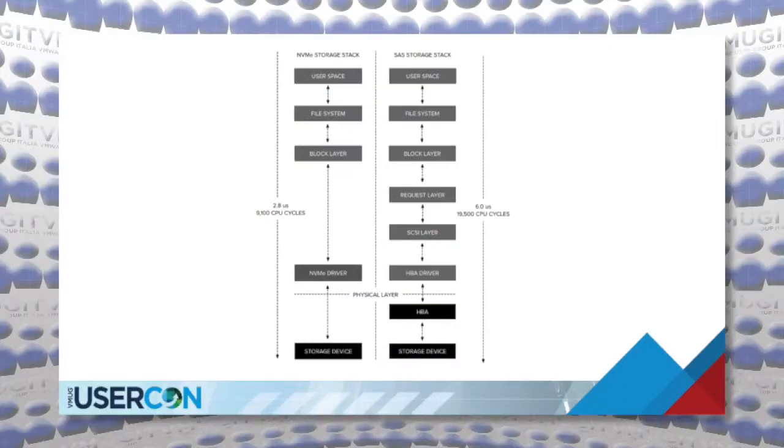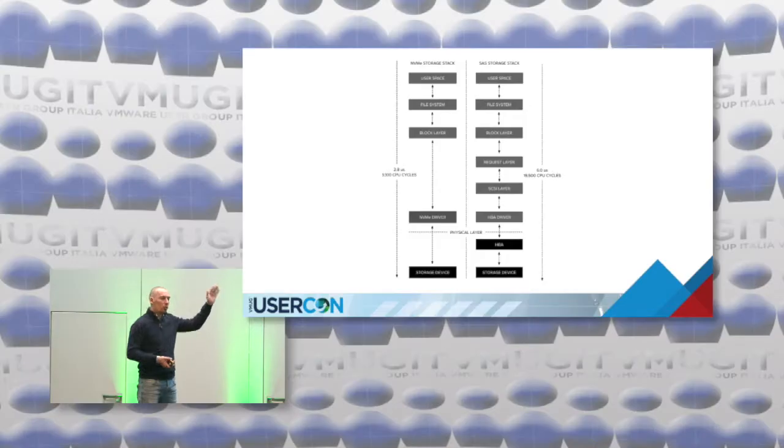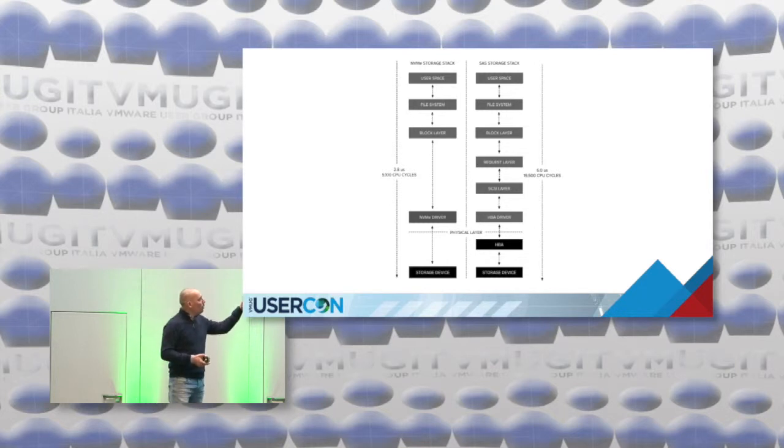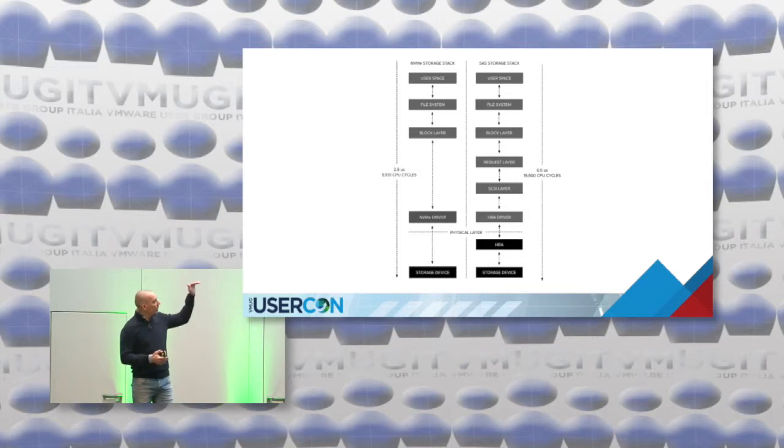So I looked up the stack, and basically it's like this. On the right side you have a SAS stack, which is almost the same as a traditional stack. And on the left side you have the NVMe stack. You will see that there's a lot of layers missing, and that's the reason why it's faster and it's more cost efficient.